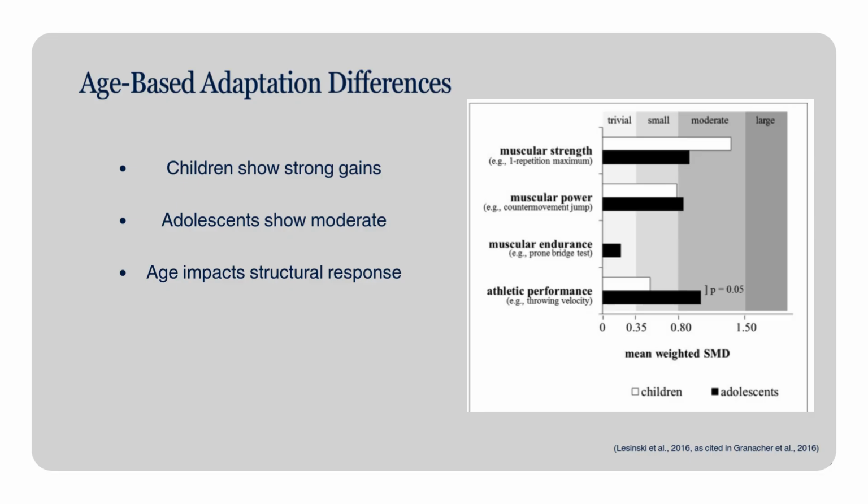You see here all the bars on the right? The adolescents also improve, but their adaptations are influenced by hormonal maturation, a larger baseline muscle size, and shifting fiber type proportions. Granacher and his colleagues emphasize that developmental stage shapes both the rate and the mechanism of structural response.